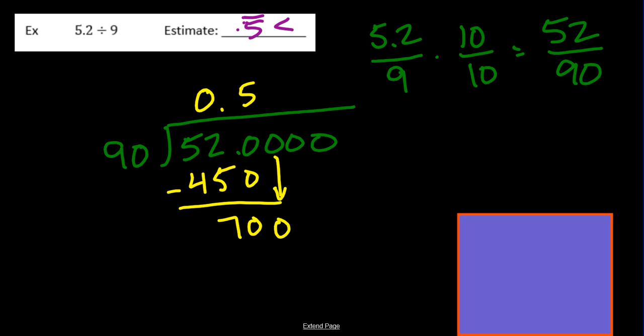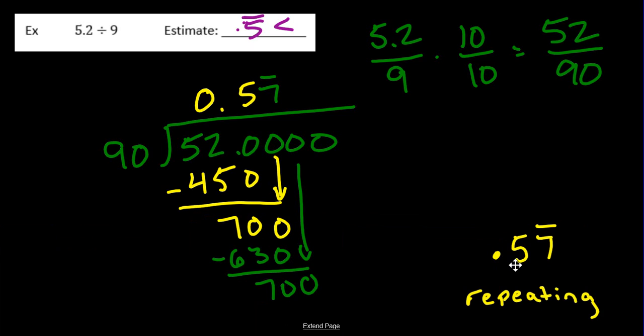Then we have how many times 90 goes into 700? Well, that is 7 times. 7 times 90 is 630. Subtract, we get 70 again. Then we start to see this pattern. So we know that this is going to be 0.57 with the 7 repeating.